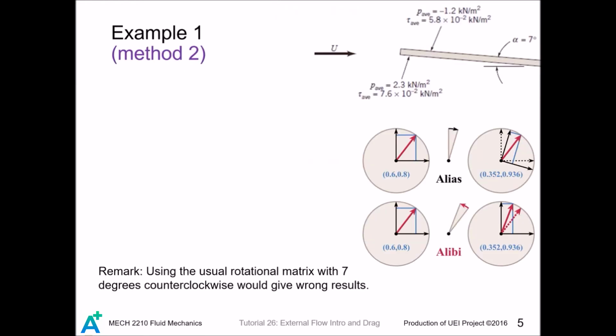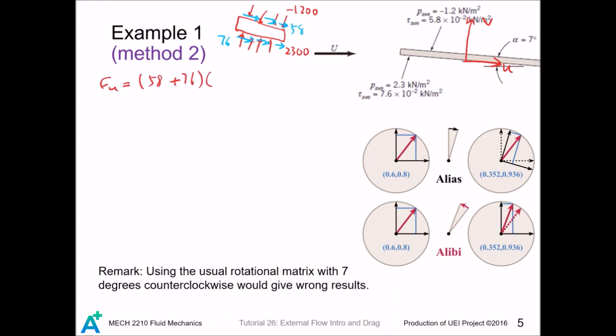But I don't like this method since we always have to look at the signs. Now I show another way to do this problem. First, we set another coordinate system, and we draw the stresses acting on the plate. And we calculate the forces acting in the U and V directions, that is, parallel to the plate and normal to the plate. The area is 1.